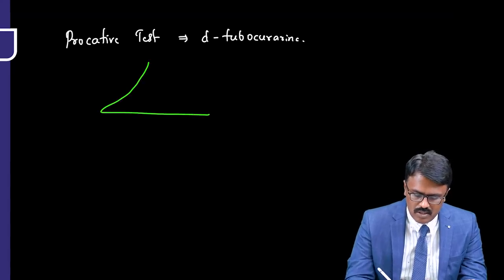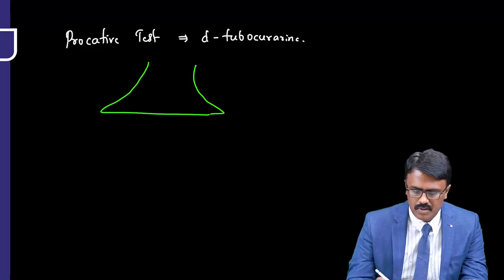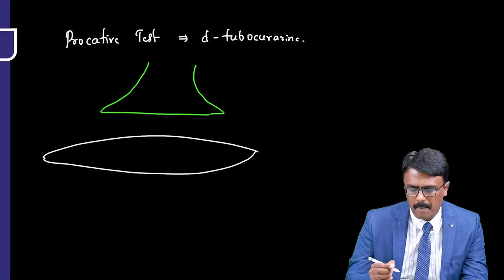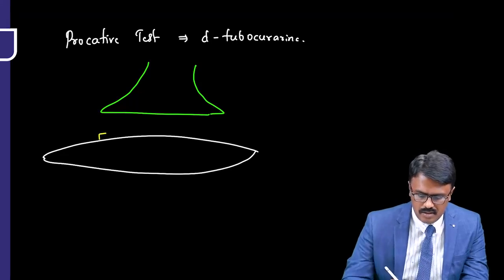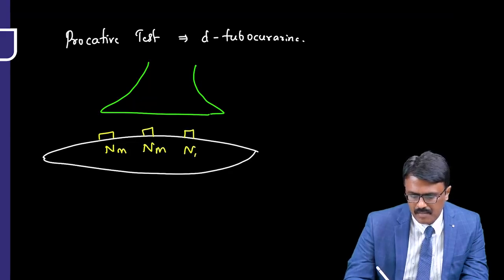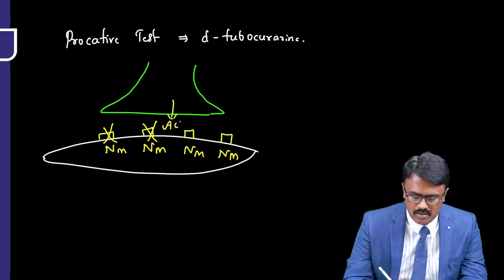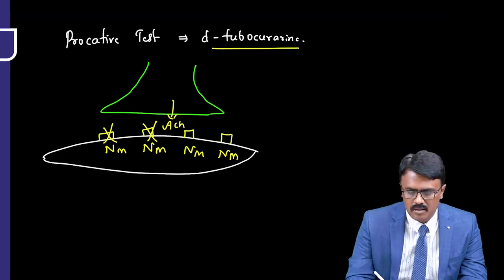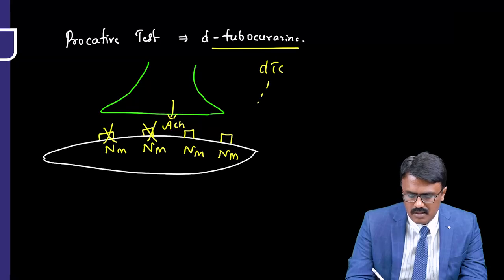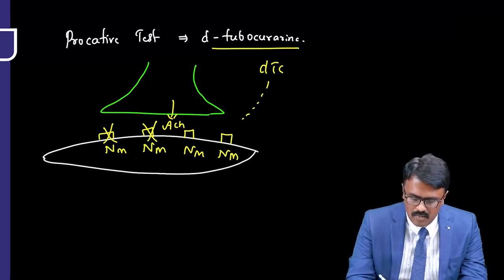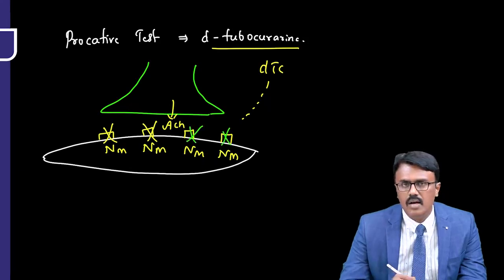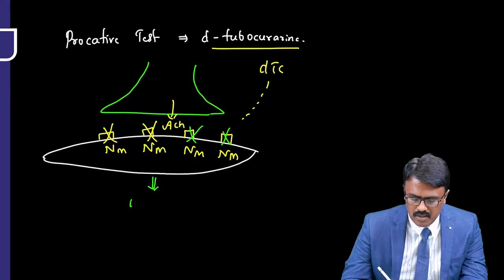Now, the problem here is, this is the neuromuscular junction, this is the nerve, this is the muscle. This is the receptor, NM, NM, NM and NM. So let us assume the antibodies have blocked this and acetylcholine is not able to fully function. Now when we give D-tubocurarine, let me write it DTC, it's a competitive blocker. It will also come and block the remaining receptors. Now when it blocks the remaining receptors, what happens? The muscle weakness increases suddenly.